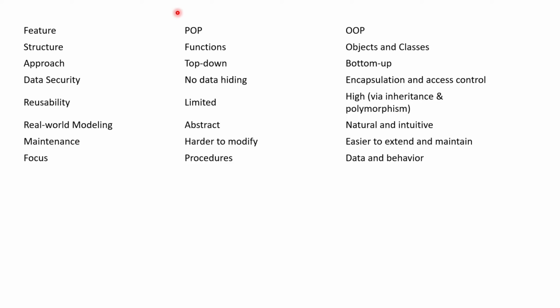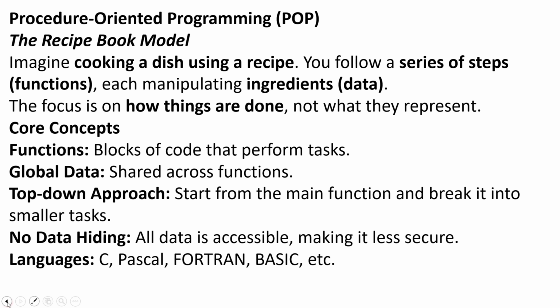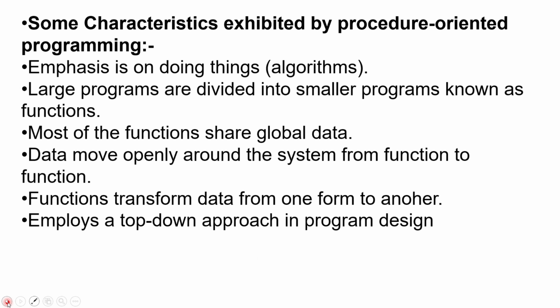Real world modeling in procedure-oriented is abstract, while OOP is natural and intuitive. Maintenance is harder to modify in procedure-oriented, while easier to extend and maintain in object-oriented. And focus is on procedures in procedure-oriented, while in object-oriented it is data and behavior. So that was all about the benefits and how procedure-oriented is different from object-oriented.